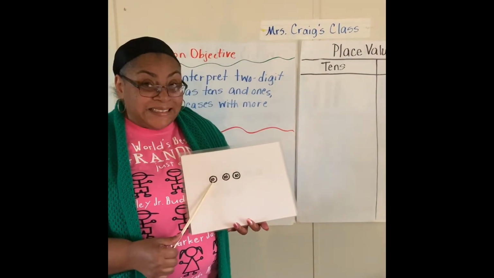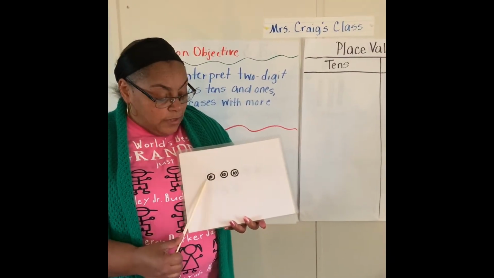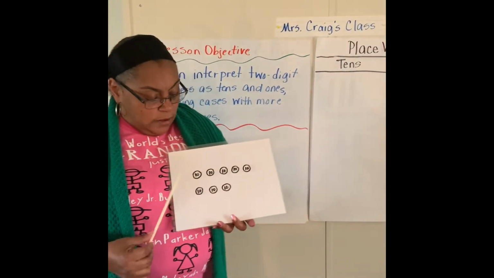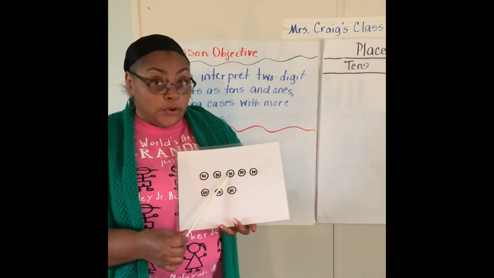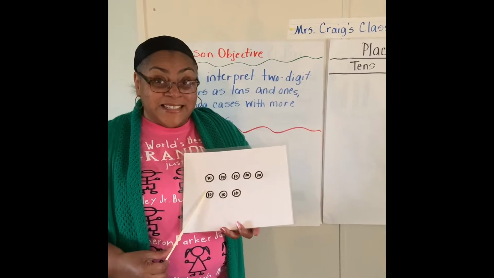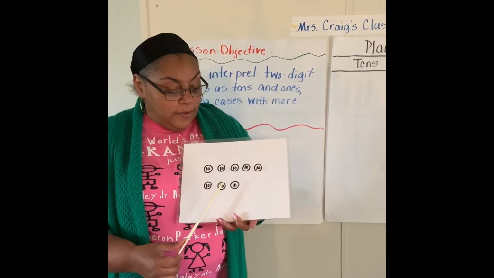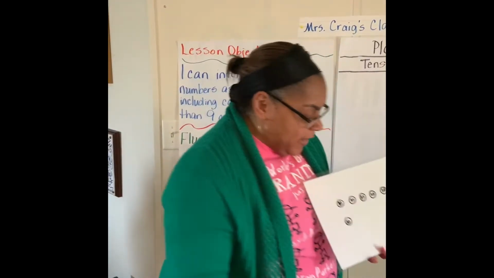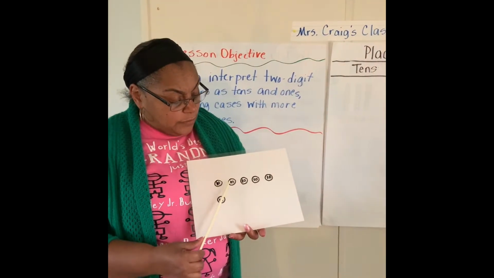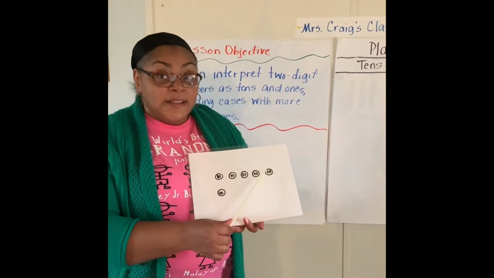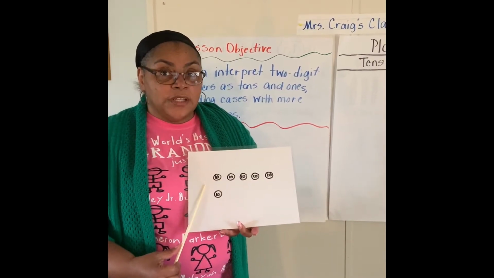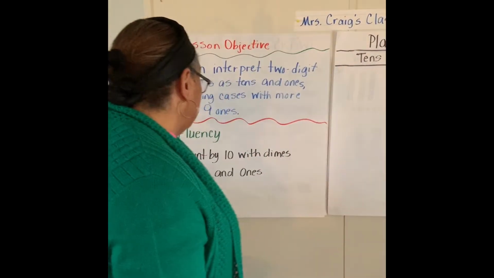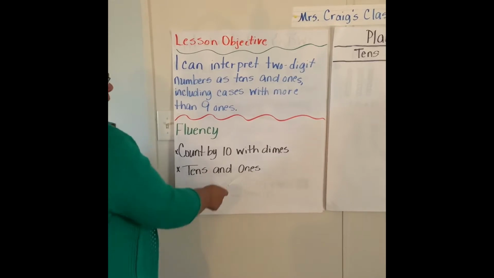Let's see what we have next. We have, let's count, 10, 20, 30. How many do we have, boys and girls? We have 30. Next, let's count, 10, 20, 30, 40, 50, 60, 70, 80. We have 80. Boys and girls, how many tens do we have right here? 80. Next, let's count. 10, 20, 30, 40, 50, 60. How many do we have, boys and girls? 60. Correct.